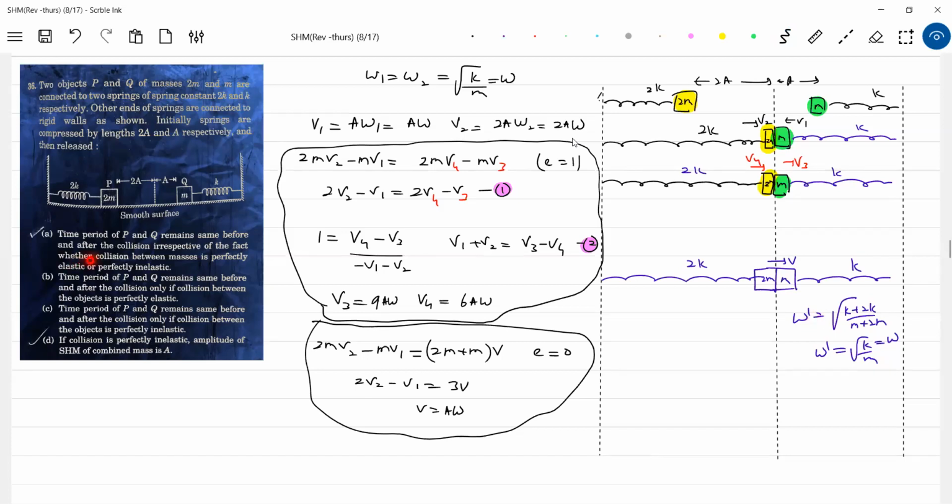So option A is what we can pick up. Time period of P and Q remains same before and after collision only if collision between the objects is perfect. I think I can't pick up this. The word 'only' is there, no. That's why I'll not pick option B. Option C also has 'only', not possible. Only option A I'll pick up.